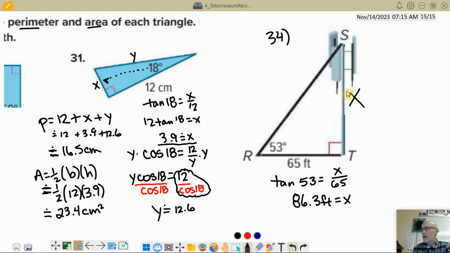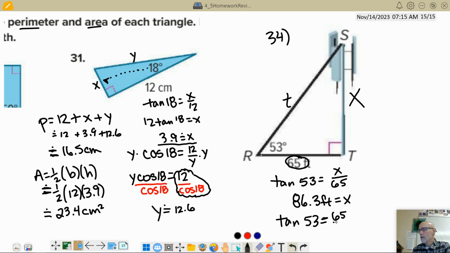So that's this length. And then it says, what if you wanted to know the length of this wire that is supporting the tower? This is called a guy wire. Well, now y, or t, whatever you want to call it, is on the hypotenuse. I'm going to call it t. So that's a little more awkward to deal with, but we can do it. So if I wanted, let's say, the adjacent leg and the hypotenuse, I'm going to do tangent, right? So I go tangent of 53 is equal to 65 all over t.